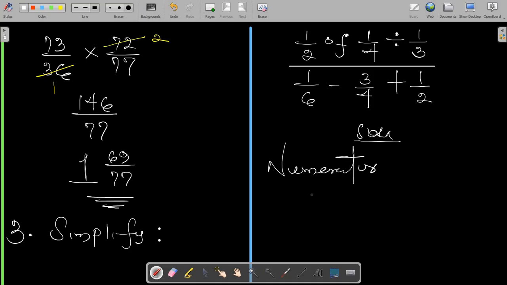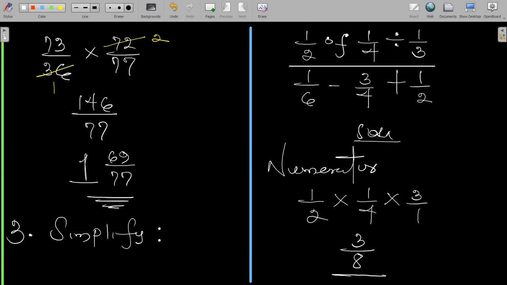So what will I have here? I have 1 all over 2. The of sign there, I'm going to change it to multiplication straight. Then this is 1 all over 4. You know what? I'm going to change this division to multiplication and also flip. So this will be 3 over 1. You know, it's 1 over 3 to change to 3 over 1. So observe that nothing can divide. I will just say 3 times 1. We have it to be 3. Then all over what? All over 8. And that is the answer to the numerator.